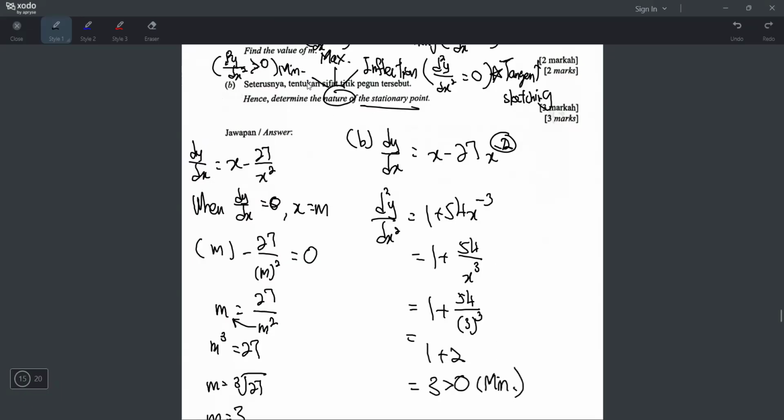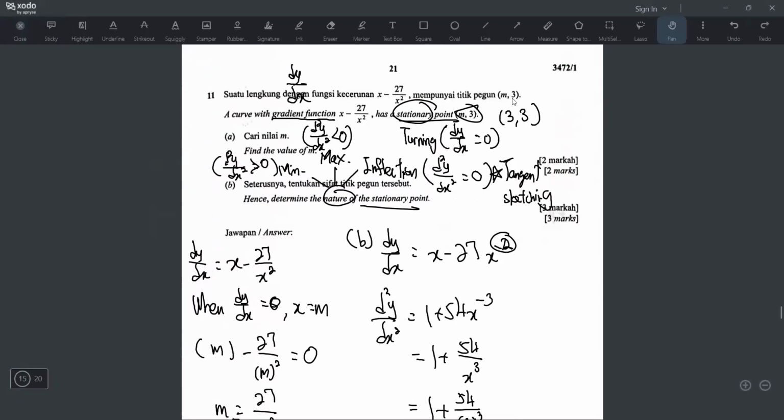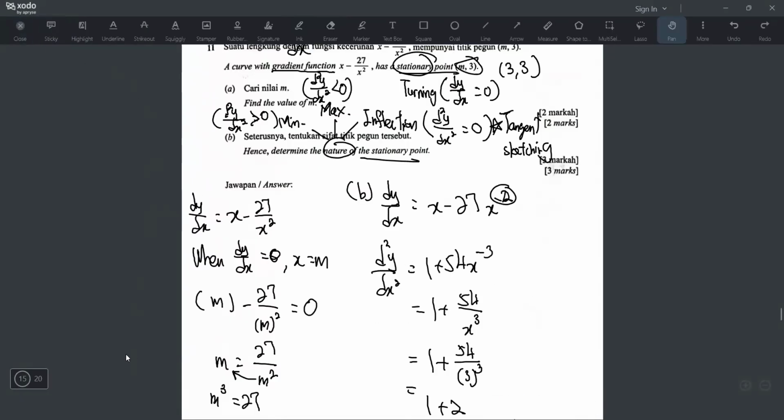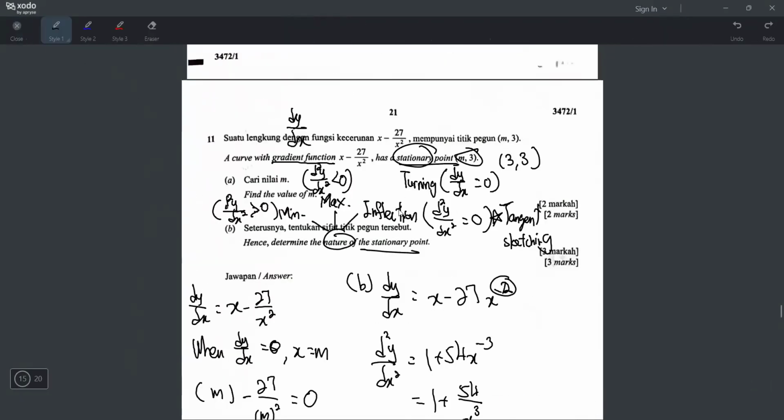So what is the nature of the stationary point? The stationary point is (3, 3), and (3, 3) is a minimum point. That means it's not a maximum point and not an inflection point. But I want to mention again, for an inflection point you have to use a different method, which is more difficult compared to the second derivative method, but I don't want to go into details.